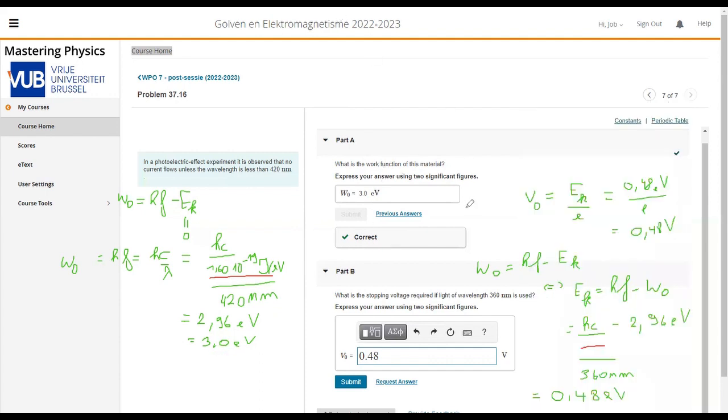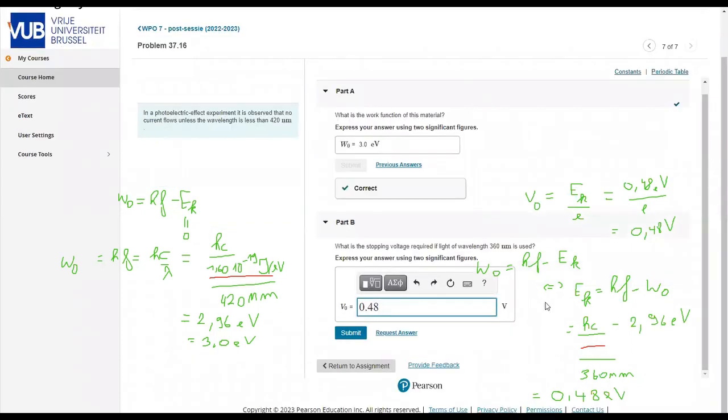Okay, second, part B. You have to use, so basically we have to search for this one. V0 is equal to the kinetic energy divided by the electron charge. But you have to first look at here. It's also the same here. So we already know that this one is equal to this one.